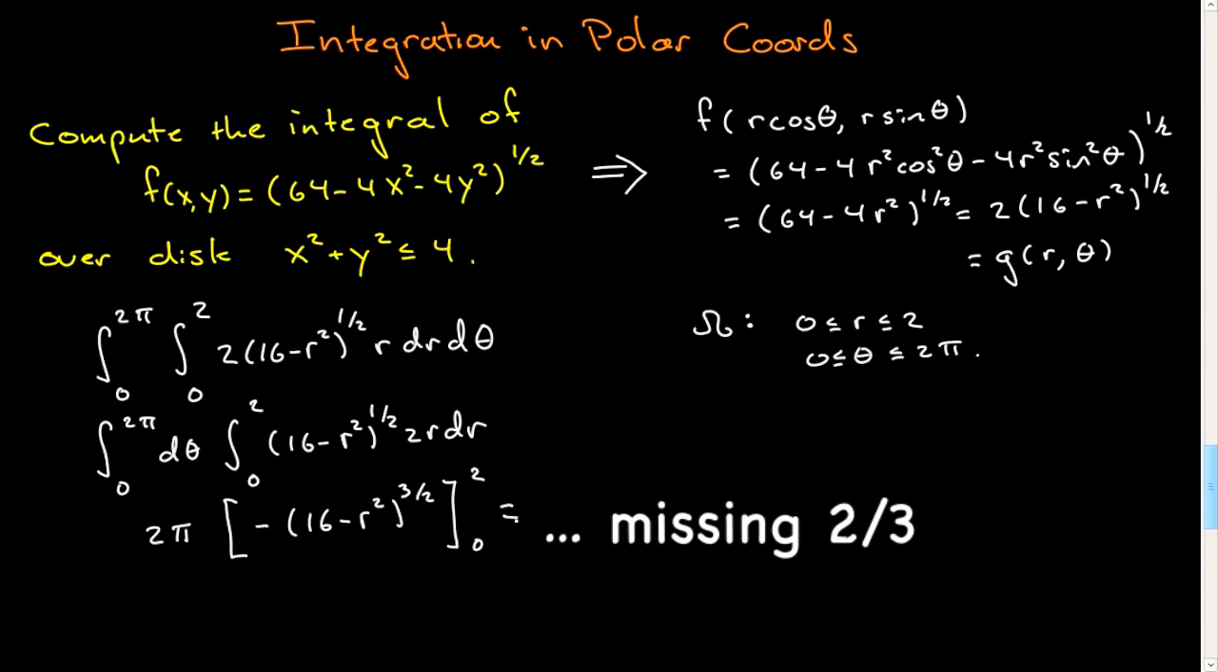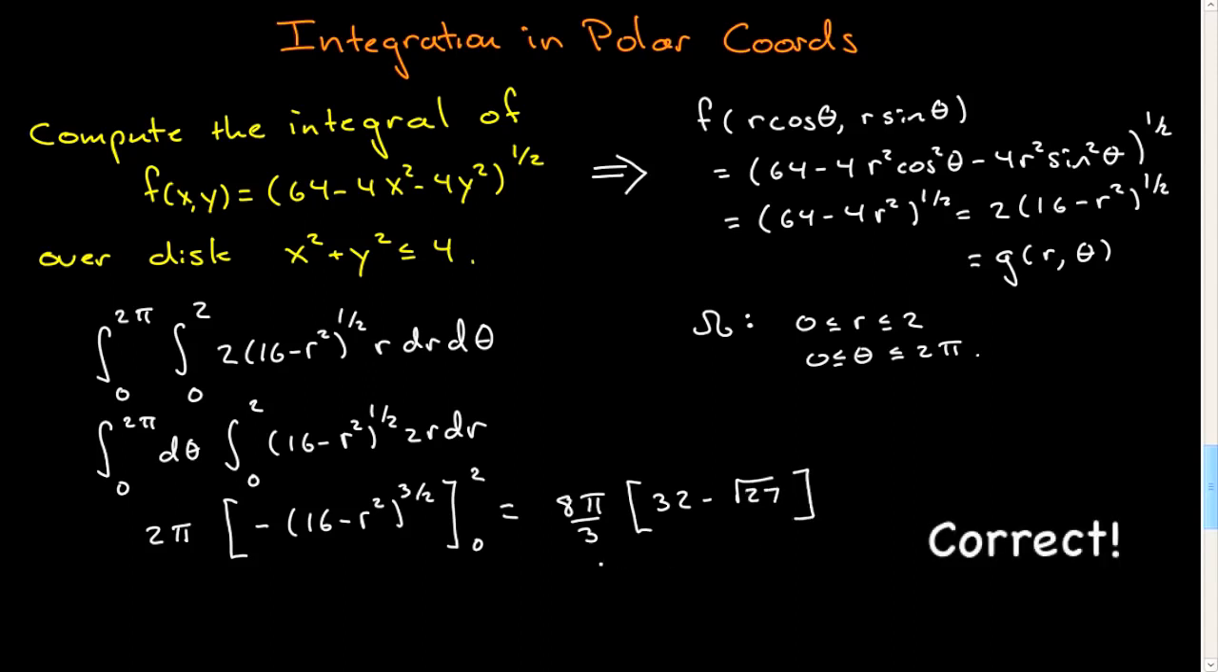Okay. Now, I think at this point I'm going to assume that you can plug this in, and I don't think I made any mistake in calculating this. I got 8 pi over 3 times (32 minus square root of 27). That's the answer. Okay, let's not spend more time on that. So that's how you do it.